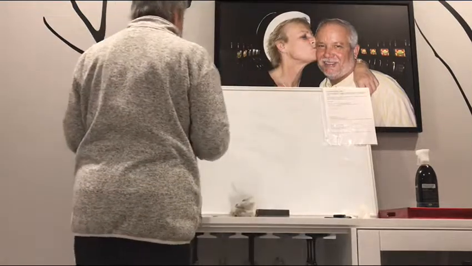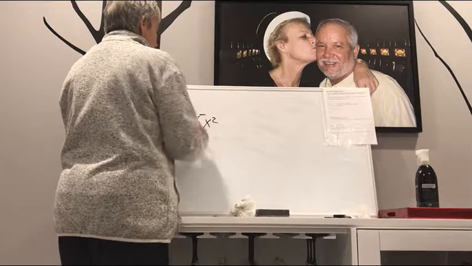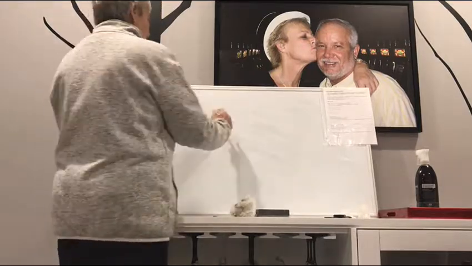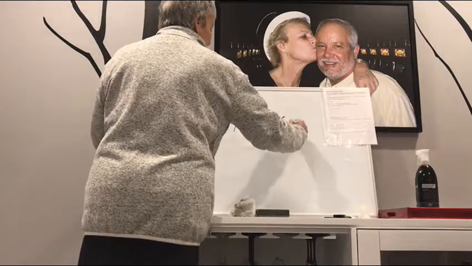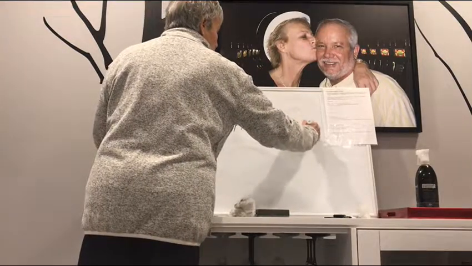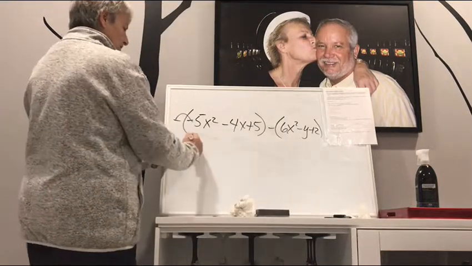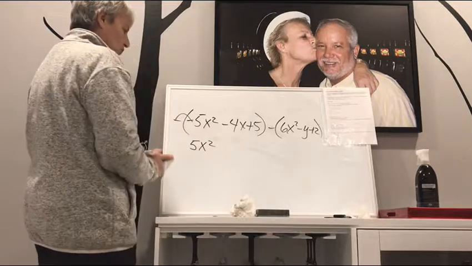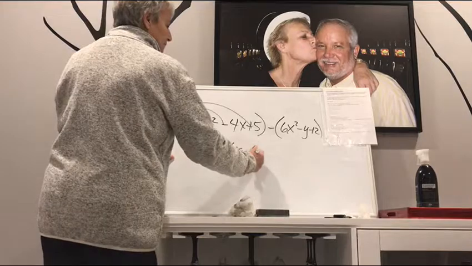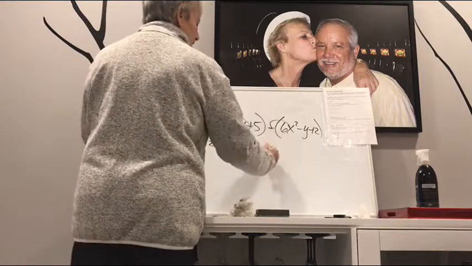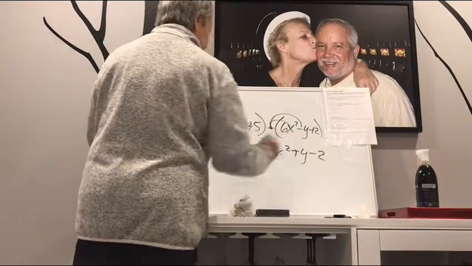Okay, I'm just going to make these up. I don't need notes. Negative 5x squared, putting a minus out here, minus 4x plus 5 minus 6x squared minus y plus 2. All right, minus means that's going to be positive 5x squared, positive 4x, negative 5, negative 6x squared, positive y, negative 2.